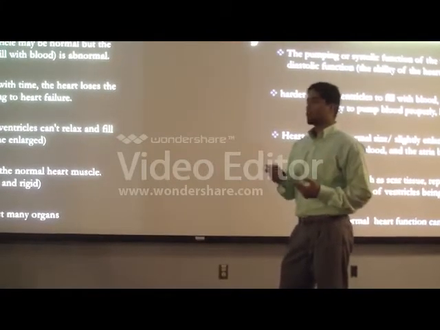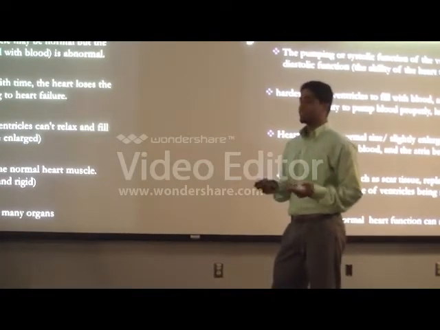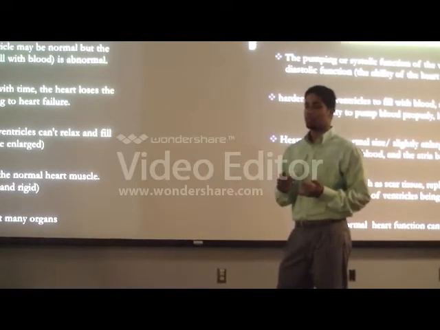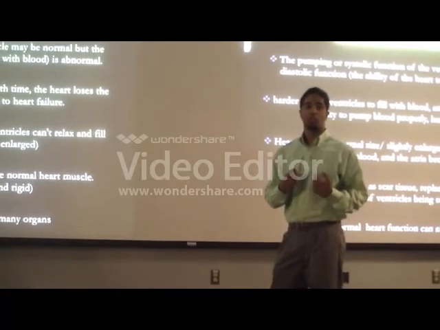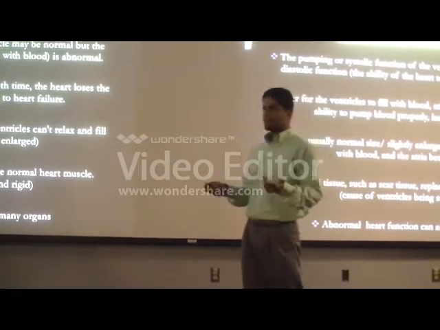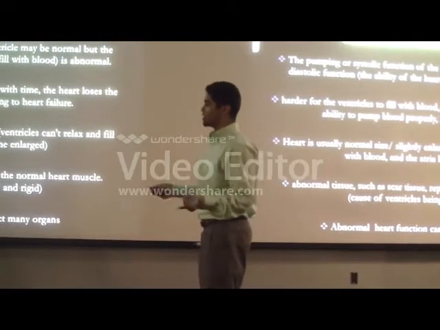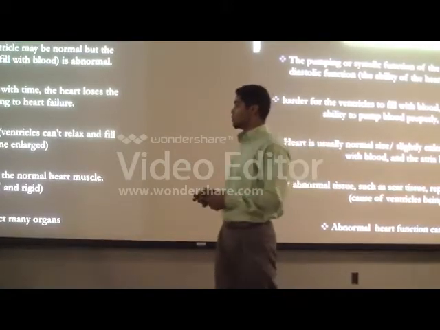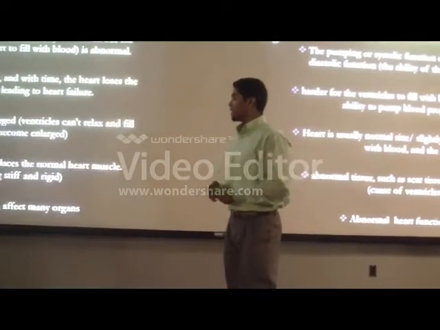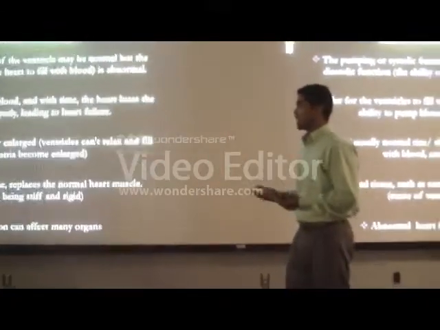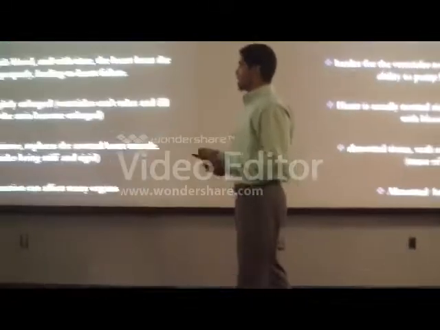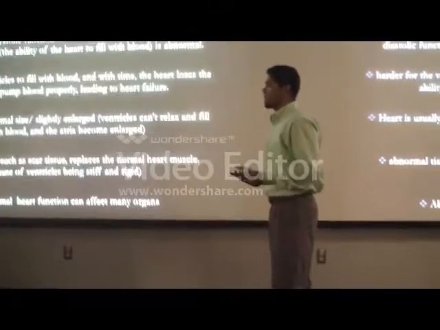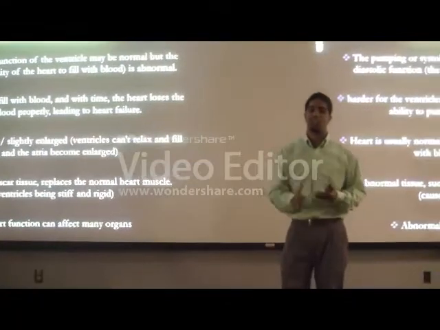However, your atriums are going to be slightly enlarged because your ventricles are not doing their function properly, so your atriums are working harder, and that enlarges them. You have abnormal tissue or scar tissue that replaces the normal heart muscle, and this is the cause of the ventricles being stiff and rigid. The abnormal heart function obviously affects many organs: your liver, your lungs, your kidneys, and there's a whole list.